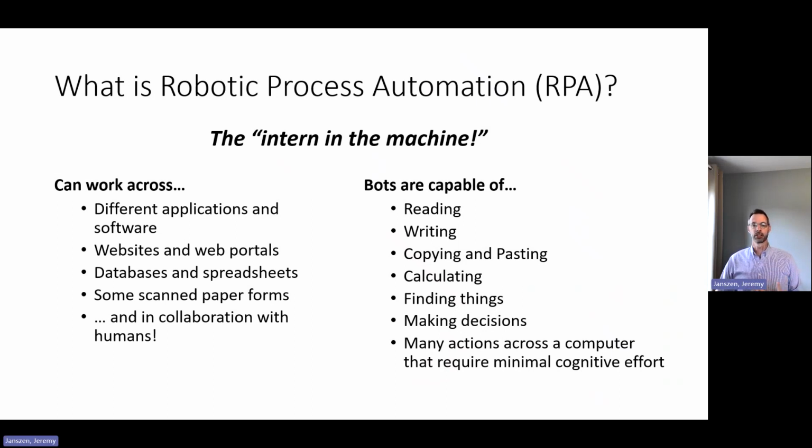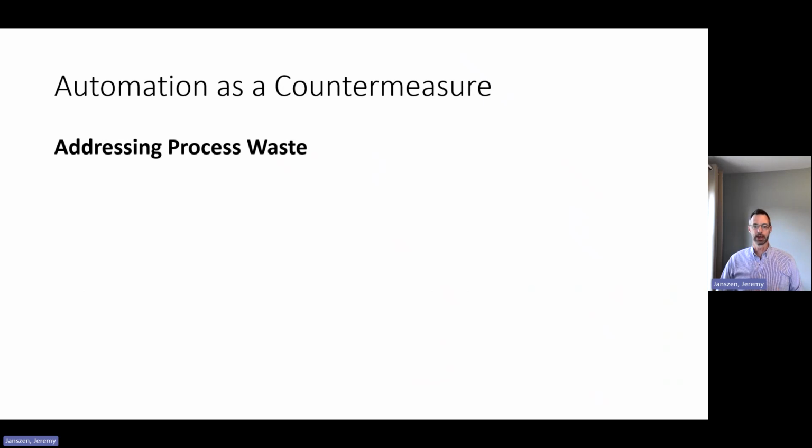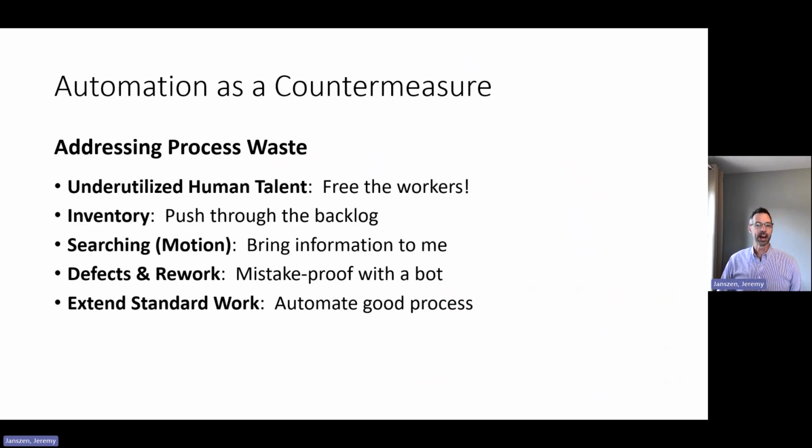Now, automation opportunities are everywhere, so let's talk about when and where to consider it. From a CI perspective, we should think of automation as a countermeasure to a problem, or as an opportunity to capitalize on great standardization work. For example, I'm going to pick on a handful of the 8 wastes where I think automation shines the brightest. So as a countermeasure, automation addresses some of these wastes.